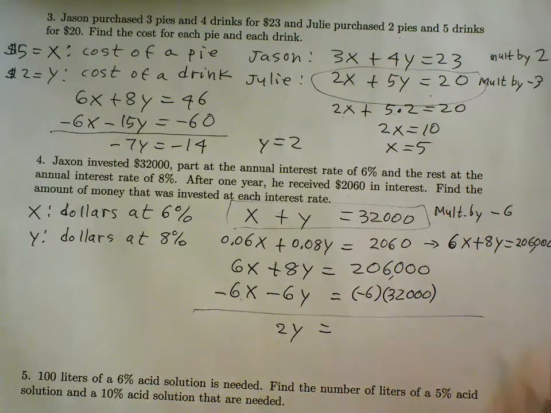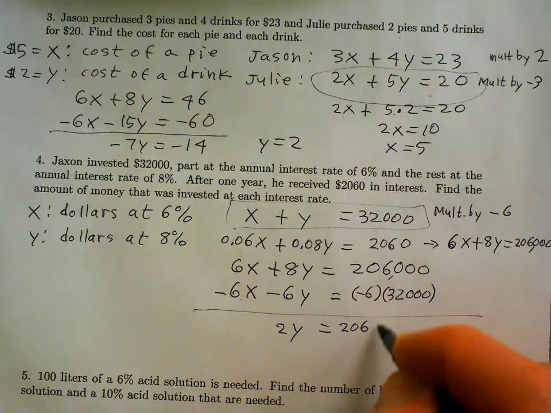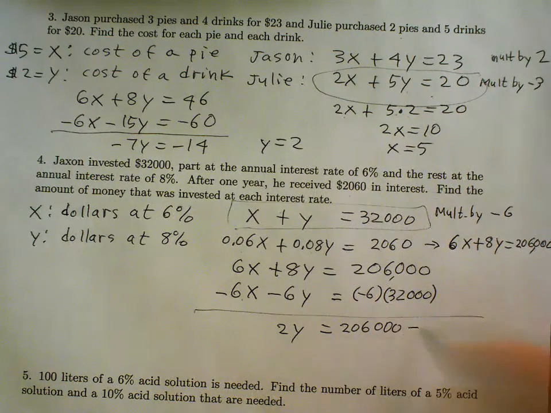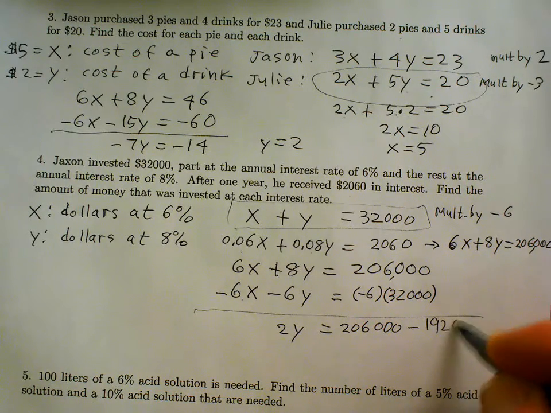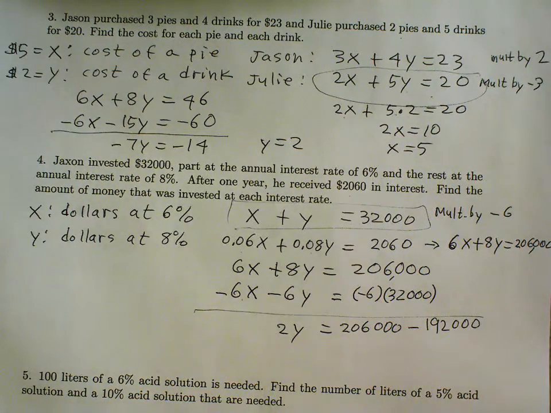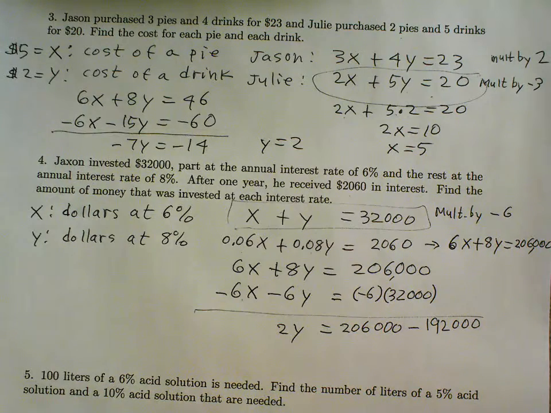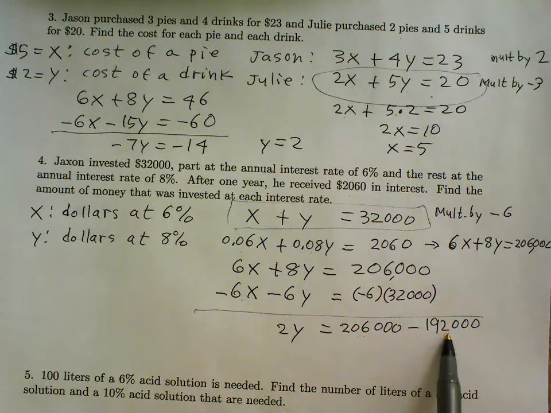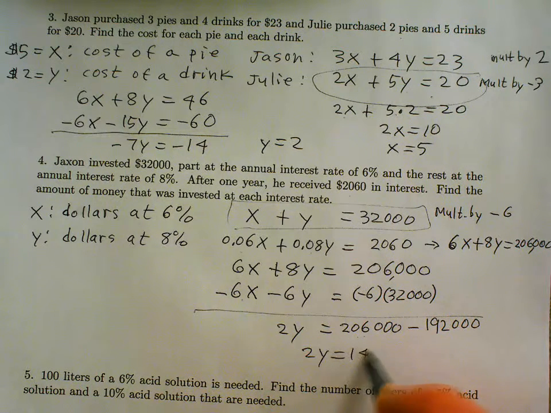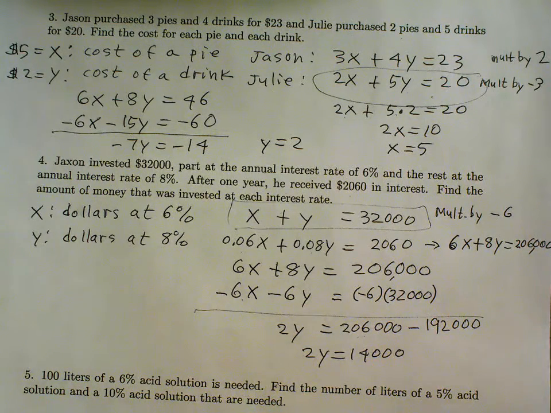And here we get 206,000 minus 192,000 when you multiply -6 times 32,000. And 206,000 minus 192,000 is 14,000. So 2y is 14,000. Divide both sides by 2, y is 7,000.